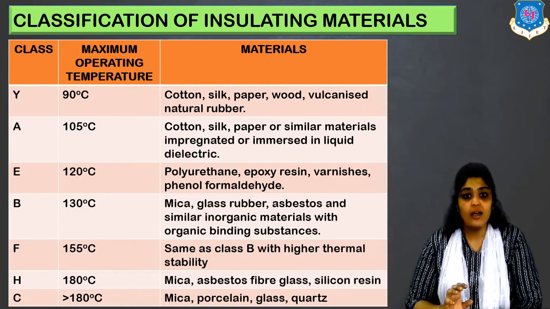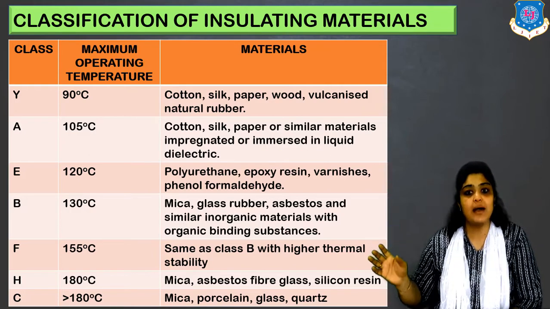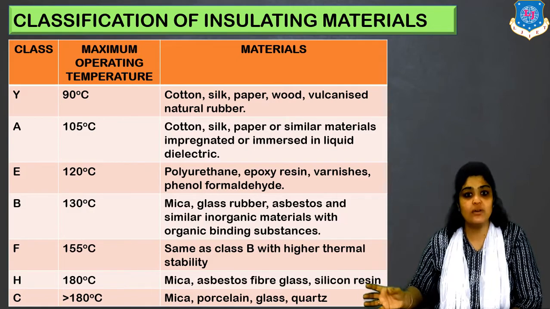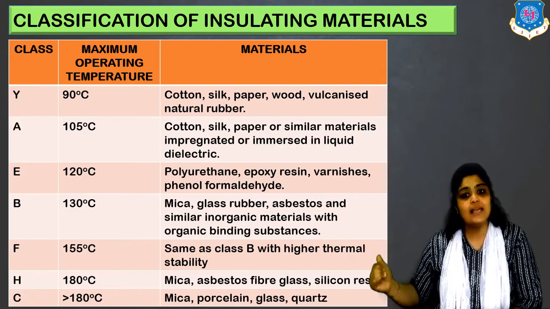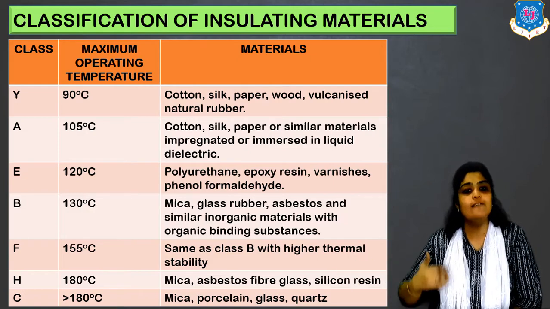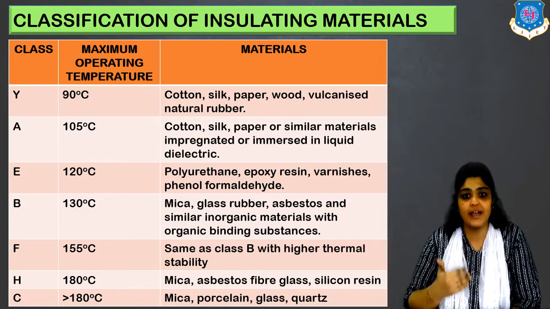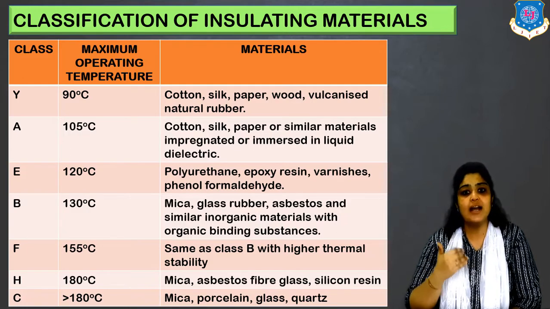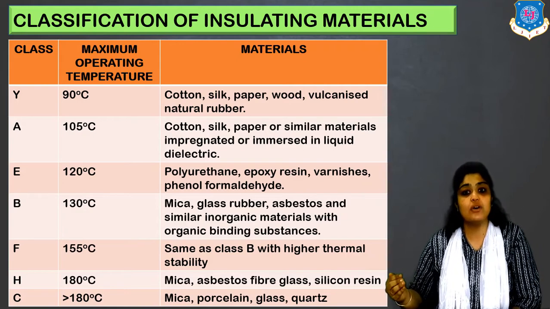And we have B, which can operate till 130 degrees Celsius. Examples are mica, glass, rubber, asbestos, basically inorganic materials. Then we have class F, which can operate till a temperature of 155 degrees Celsius. They are same as class B, but comparatively they have higher stability because they can withstand temperatures till 155 degrees Celsius. Then we have class H, up till 180 degrees, mica, asbestos.